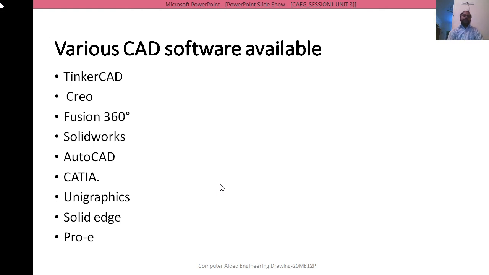Various CAD softwares are available. These are the various CAD softwares used to design and draw a component. First one Tinkercad, second Creo, third Fusion 360, fourth SolidWorks, next AutoCAD, CATIA, Unigraphics, Solid Edge and ProE. These are the softwares we use today to create 2D as well as 3D models of components or systems.